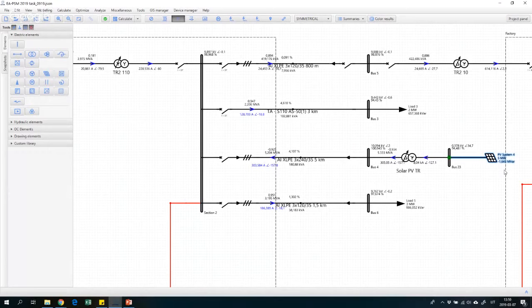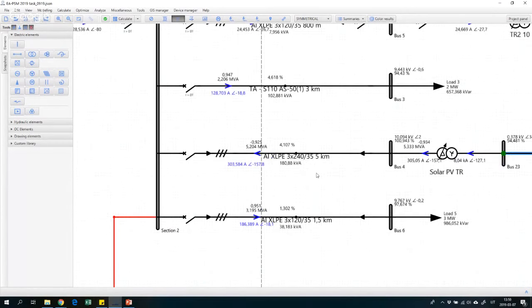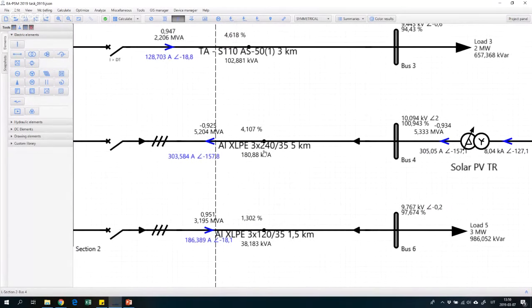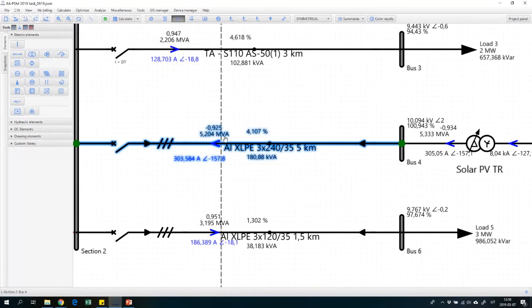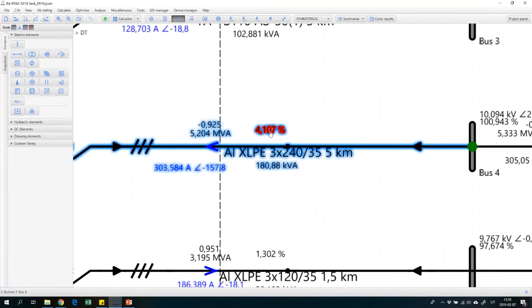It is needed for evaluating voltage drops in the network. And another feature of this functionality is the capability to evaluate currents in the network. So let's see, in this cable, which is used to connect our solar power plant to the network, we have some kind of voltage drop, which is over 4%.